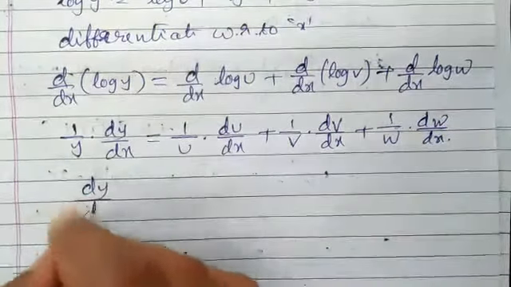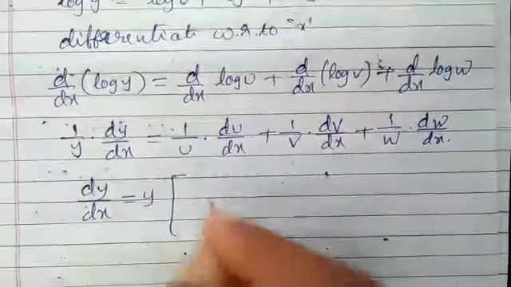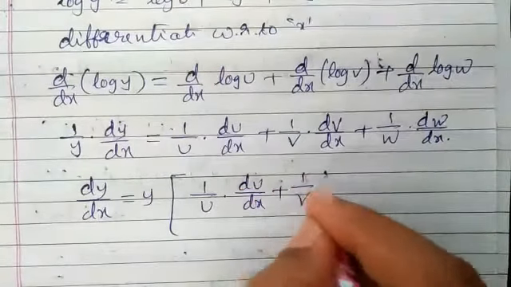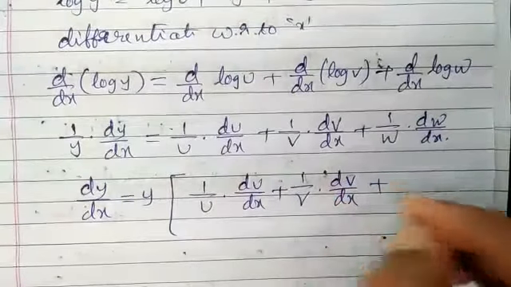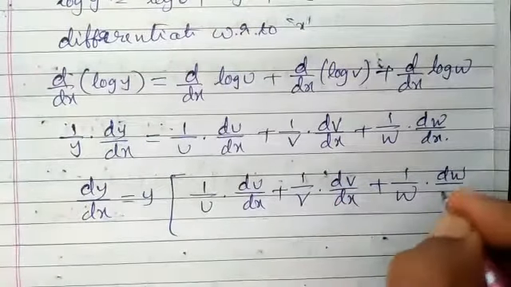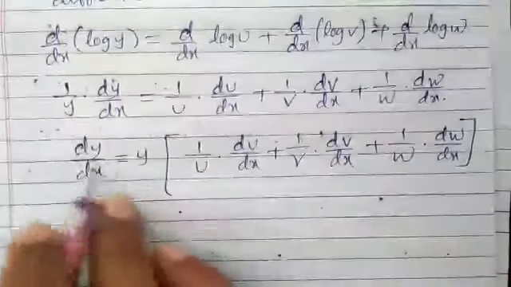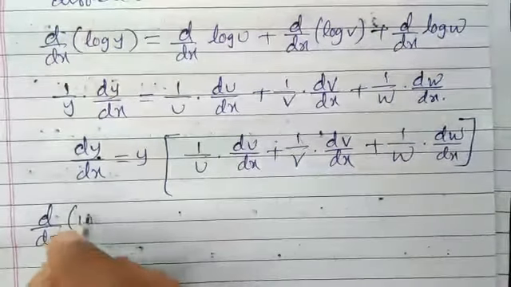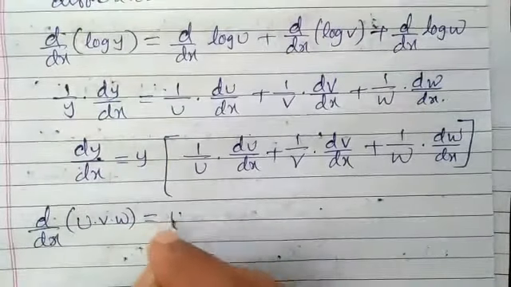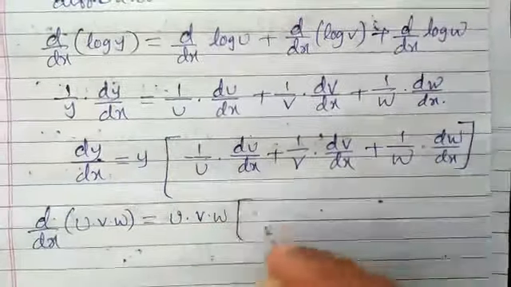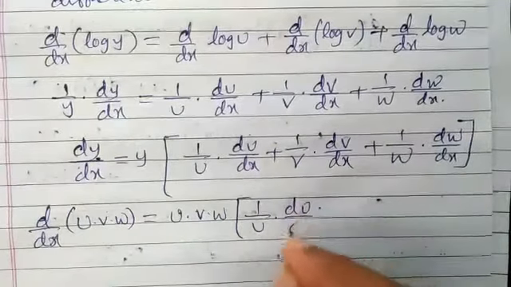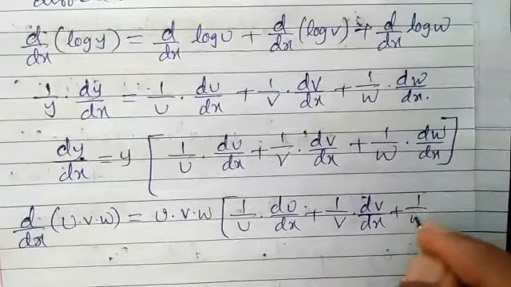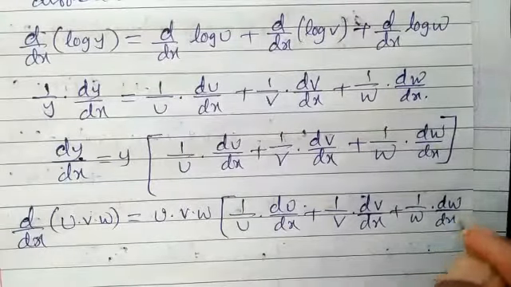Now dy by dx is equal to y bracket of 1 by u into du by dx plus 1 by v into dv by dx plus 1 by w into dw by dx. Here y means u into v into w, write that. So dy by dx is equal to u into v into w bracket of 1 by u into du by dx plus 1 by v into dv by dx plus 1 by w into dw by dx.